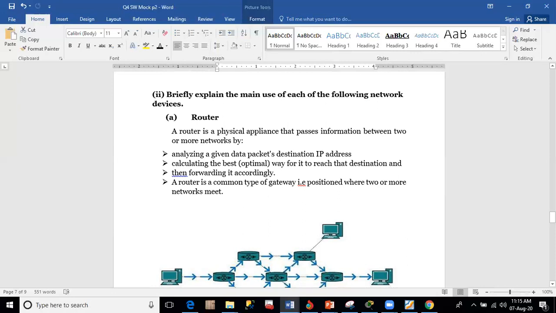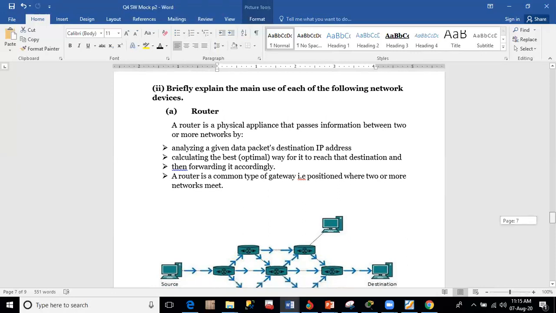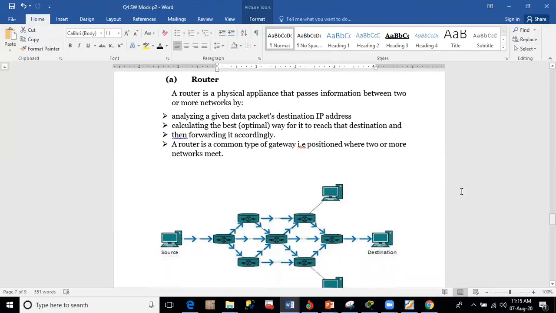Very important. When a router, as is set up here, is used to connect two or more networks, here is a source and you have a destination. This can still be another computer here. All these computers here, there are networks here. This one is a network. You have routers in between.